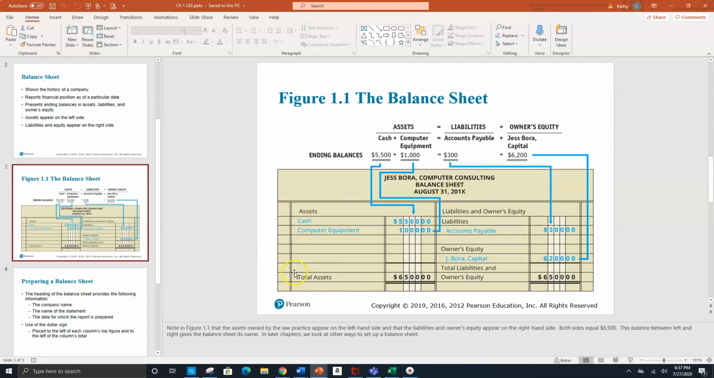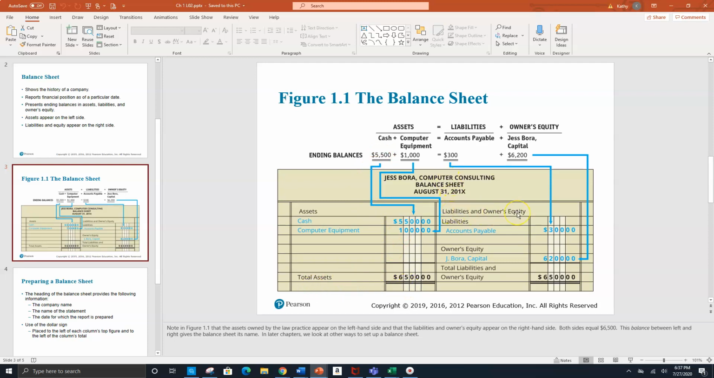Okay, so you have assets on the left, liabilities and owner's equity on the right. Remember, every balance sheet will look a little different because they have different assets. This particular company has cash and computer equipment. Those were the ending balances in those accounts. Cash was $5,500, and then computer equipment. You take your ending balances and post them on the balance sheet and you get your total assets.